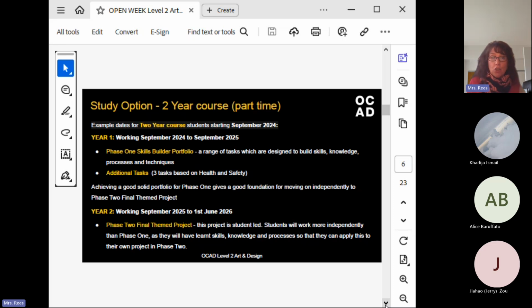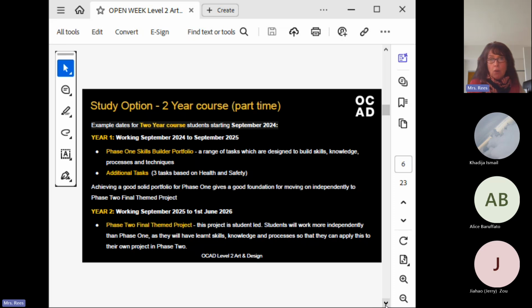So the phase 2, as it says there, this project is student-led. Obviously, you would discuss it with us, the tutors, just to make sure that we think that the project has some mileage and there is plenty of scope for doing your artwork and taking your own photographs and linking artists. But otherwise, it's pretty much independent. And you can then really expand on your areas of expertise.